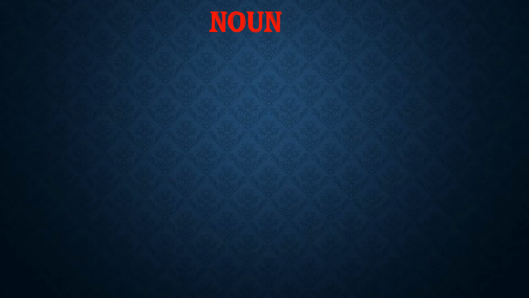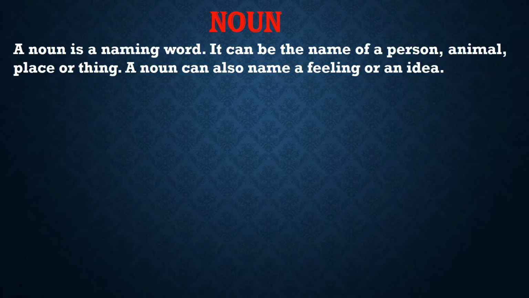So what is a noun? Noun, as we all know, is a naming word that gives a name to something. It can be the name of a person, animal, place, or a thing. And a noun can also name a feeling or an idea even. So it can also give the name to a feeling, idea or emotion.